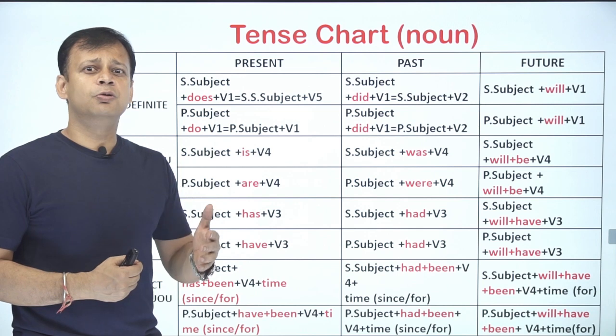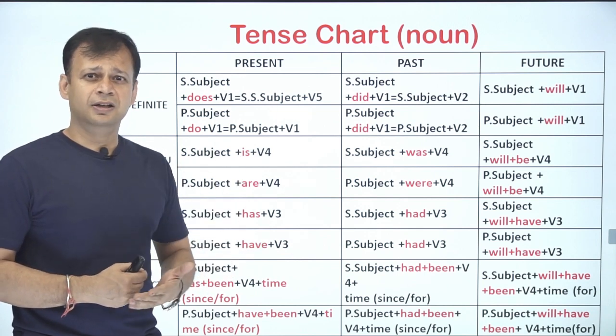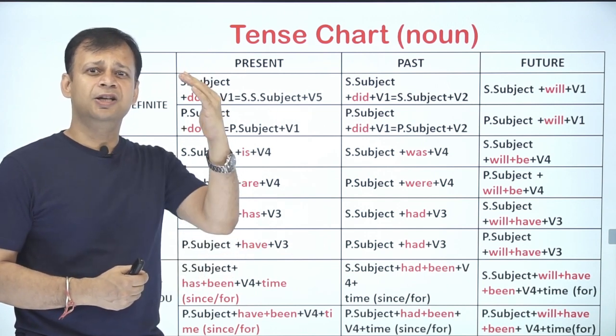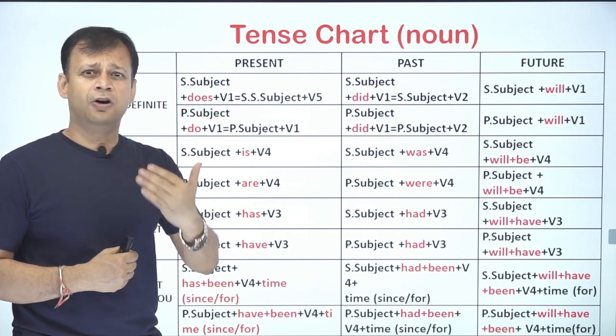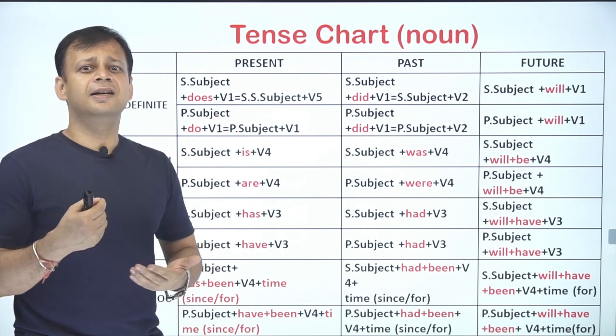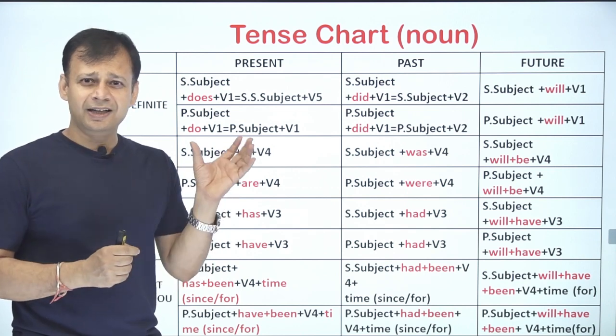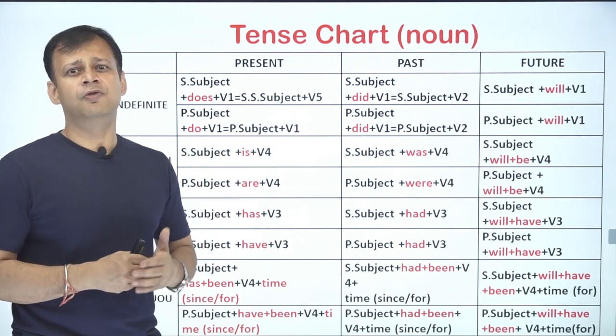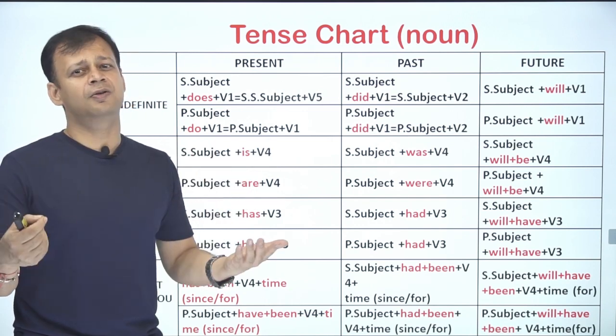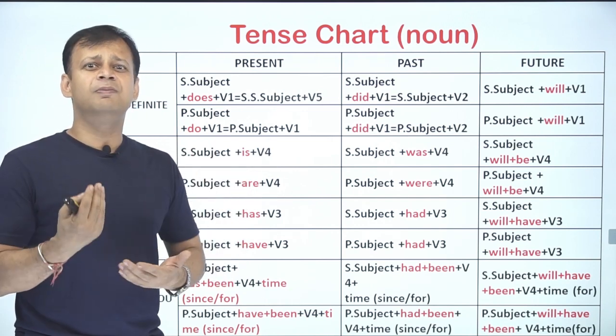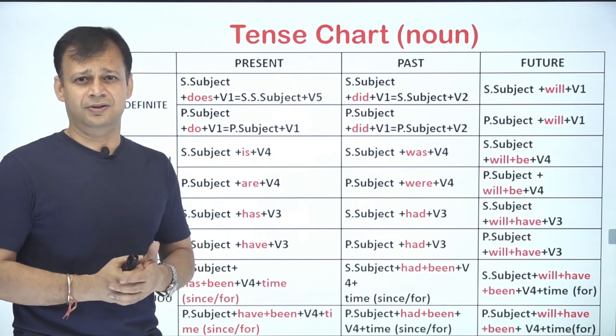So I would request you to review this chart thoroughly, look at the fluctuations in terms of the change of helping verbs, the verb forms, and try to understand and focus on all of them while you are reading. When you are reading sentences, focus on the helping verb, focus on the main verb, focus on the structure of sentences, and you will be able to identify the tense of a sentence.